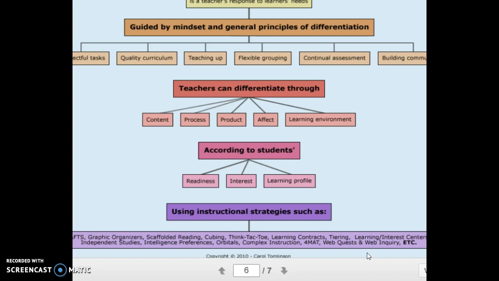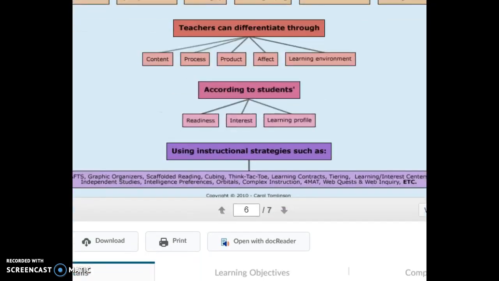So if you know you've got kids that are interested in sports, others that are interested maybe in science, you would incorporate or relate what you're teaching to those topics of interest. So you can draw those kids in. Okay, those are some things to think about.